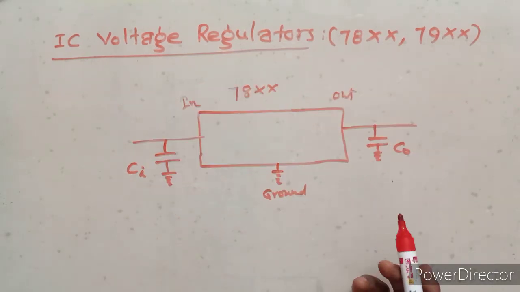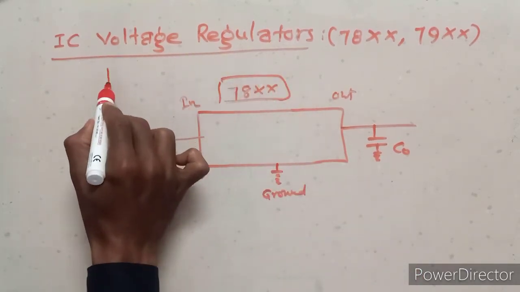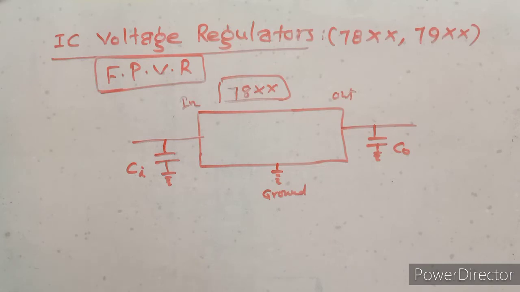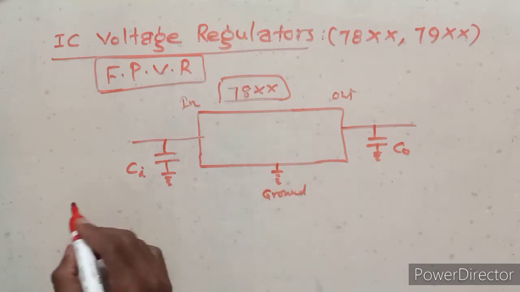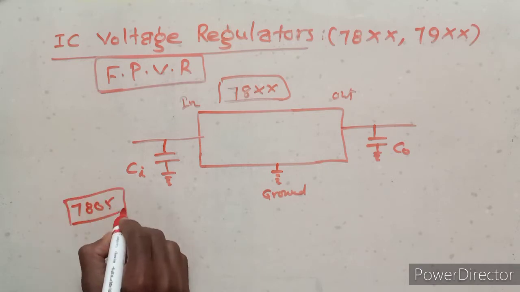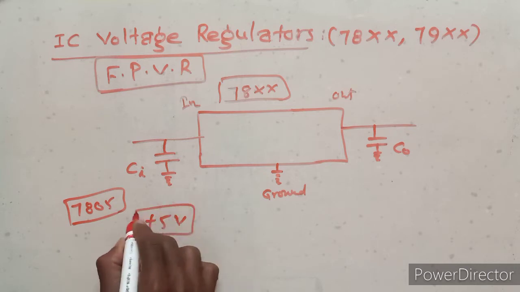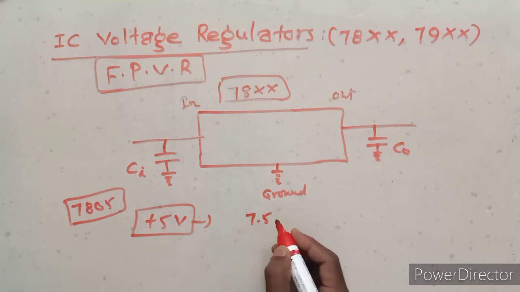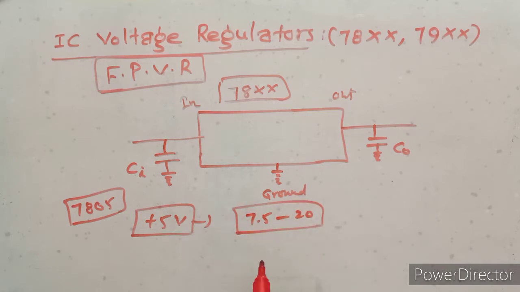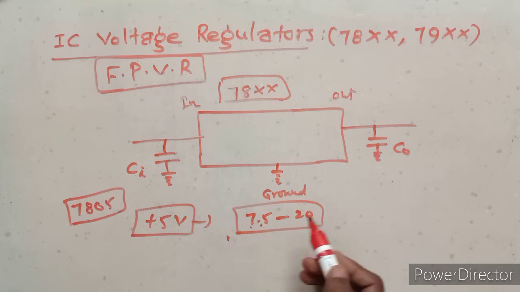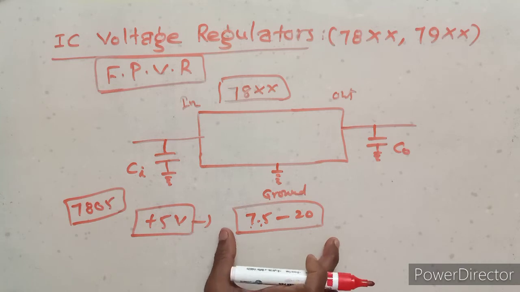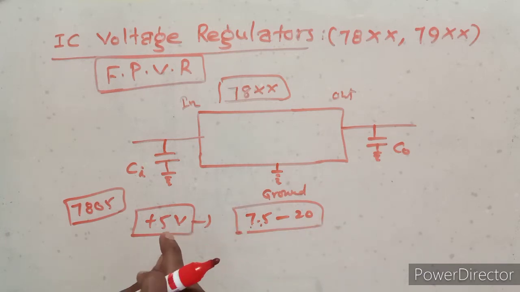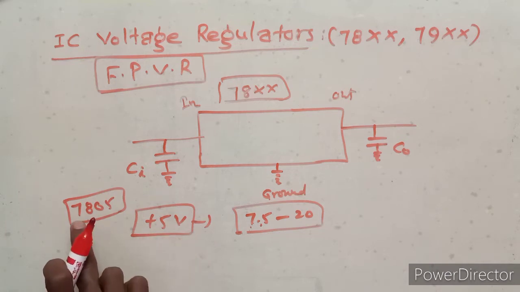This is the circuit of the 78 series, a fixed positive voltage regulator. The best example is the 7805, where plus 5 volts is the constant DC. The condition is that the input voltage lies between 7.5 volts and 20 volts. Less than 7.5 or more than 20 volts is not proper. With 7.5 to 20 volts input, we get a constant 5 volts DC.